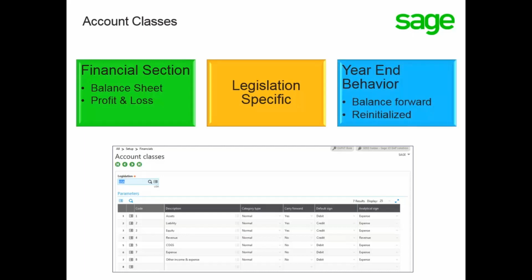The account class also determines the year-end behavior for an account. Typically, balance sheet accounts will carry their balance forward from year to year, and profit and loss accounts will roll up into the retained earnings account and reset back to zero. Let's take a look at setting up the account classes.